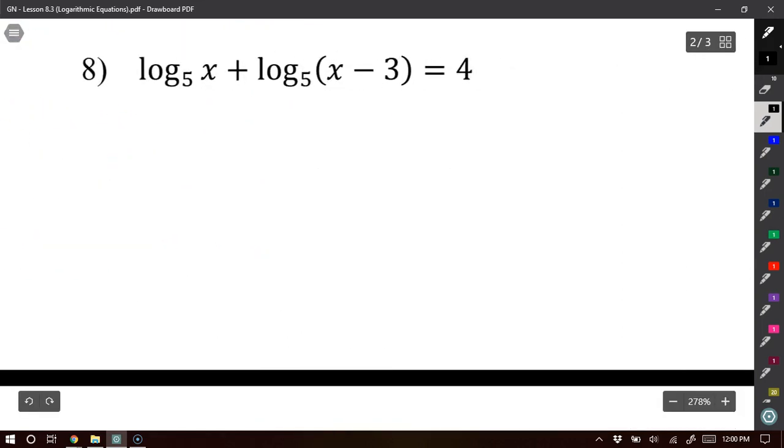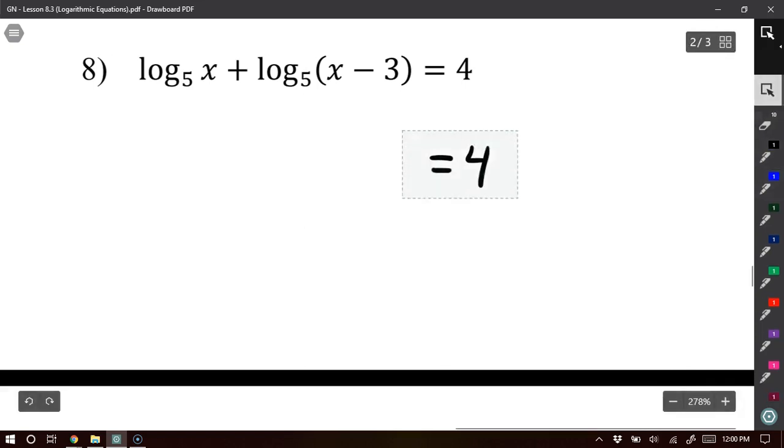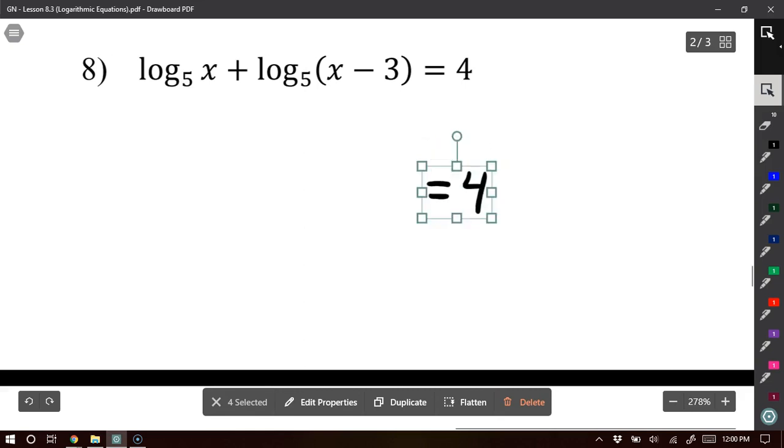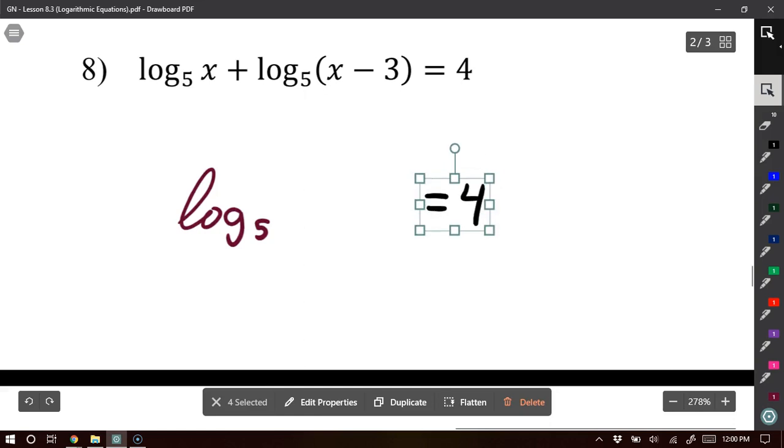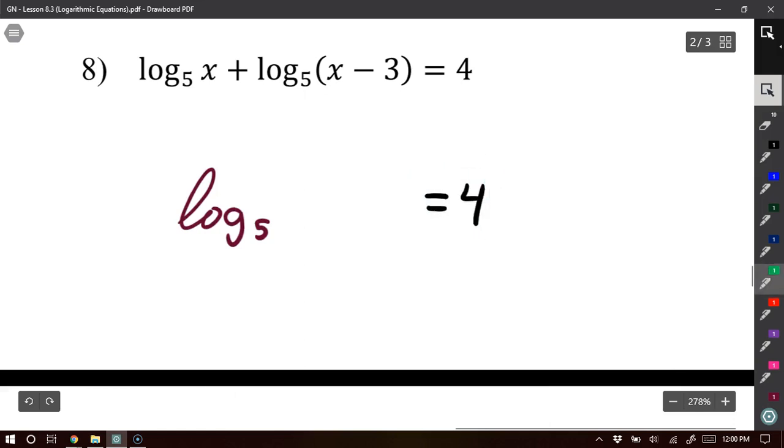Number 8. Let's read it. Log base 5 of x plus log base 5 of x minus 3 equals 4. Again, look at that right here. Equals 4. That side is so simple. It's one simple number, 4. It would be awesome if we could take that left side. It has too many logs. You only want 1. And I want to figure out how to merge them.